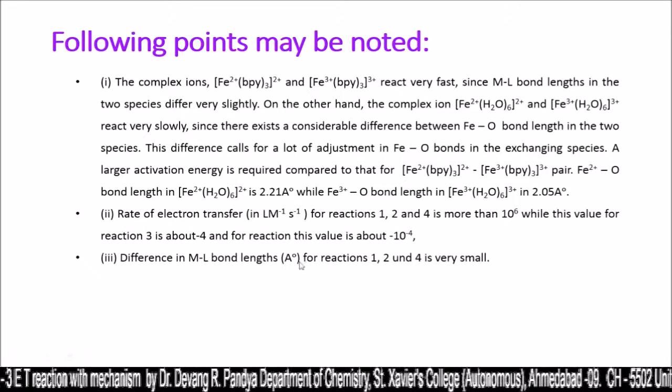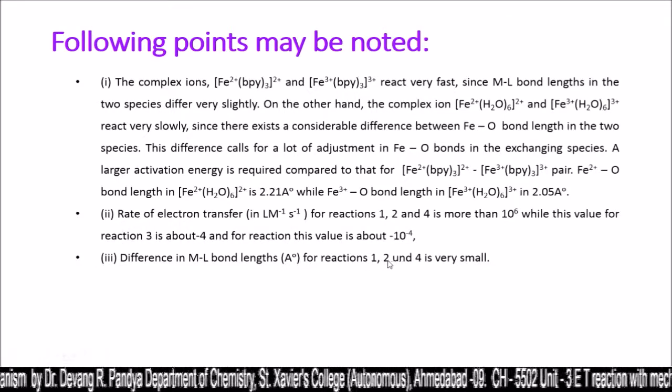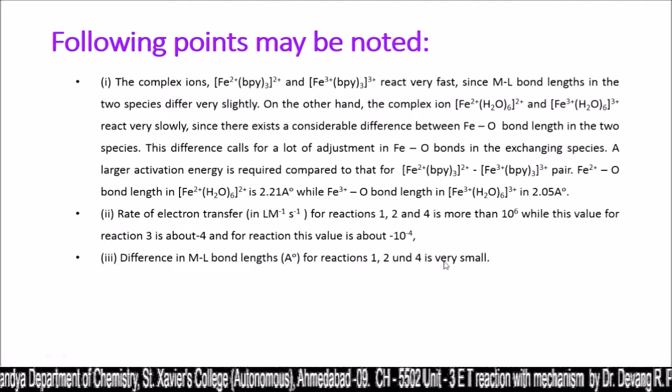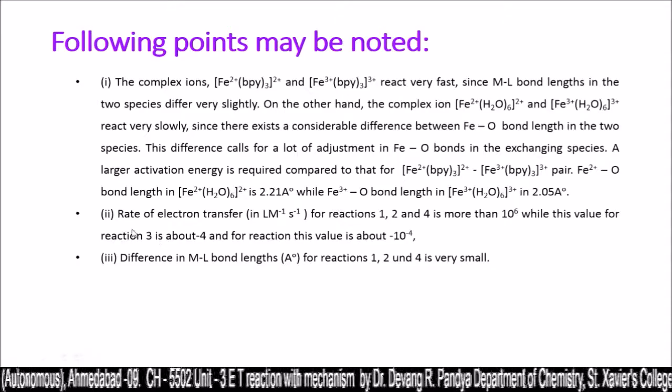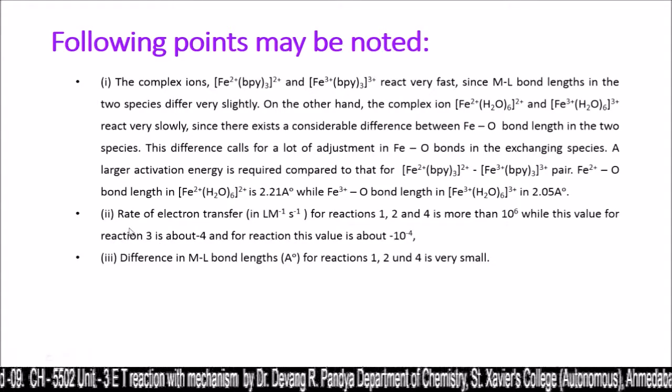The difference in metal-ligand bond length for reactions 1, 2 and 4 is very small. This numbering for 1, 2, 4 is for the examples which I have put for your self study.